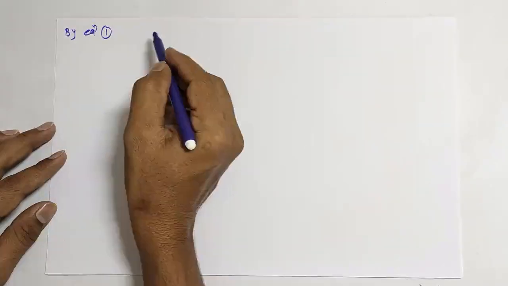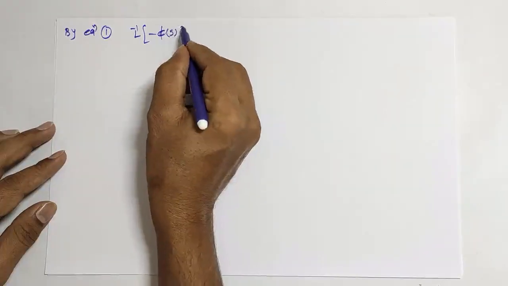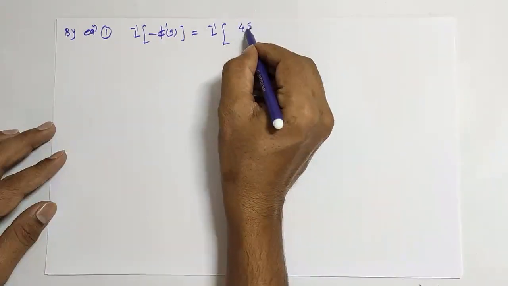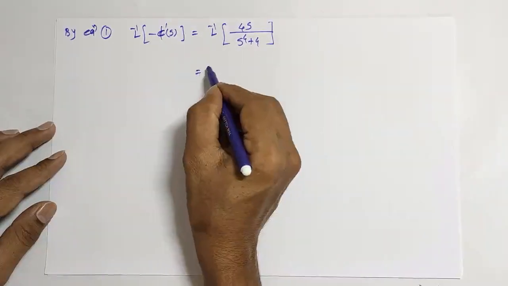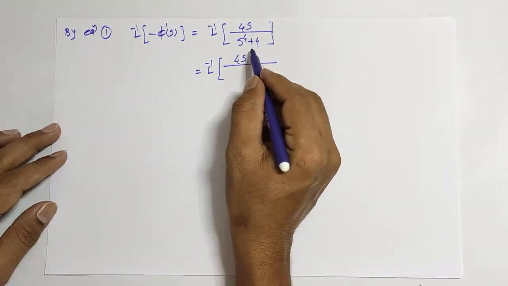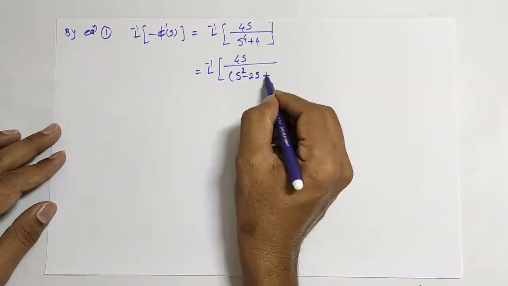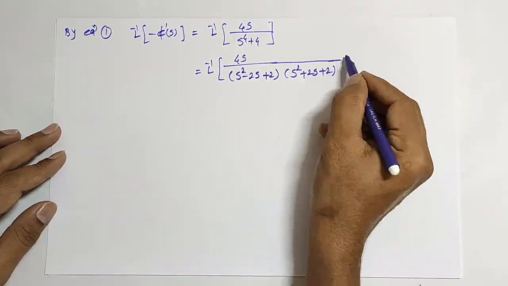So by equation 1, L inverse of minus phi dash of s is equal to L inverse of 4s upon s raised to 4 plus 4. This step is there. And in the denominator, that s raised to 4 plus 4 is there. So in place of that I am going to write two factors as we have discussed: s square minus 2s plus 2 and s square plus 2s plus 2. Okay.